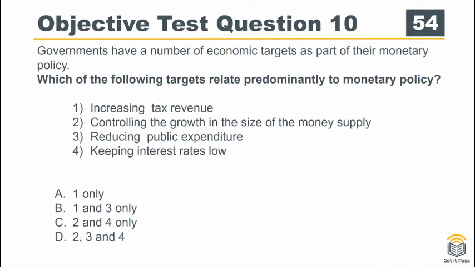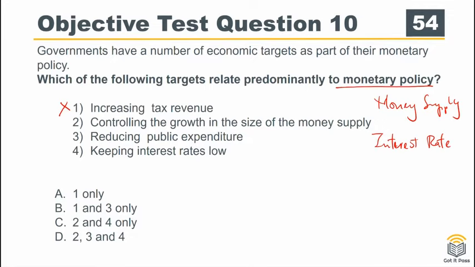Number 10. Governments may have a number of economic targets as part of their monetary policy. Which of the following targets relates predominantly to monetary policy? Monetary policy, again, we repeat again and again, it's about the money supply. It's about the interest rate. Other than these two topics, they are not monetary policy. So first one, increased tax revenue is not correct. It's not under these two topics.